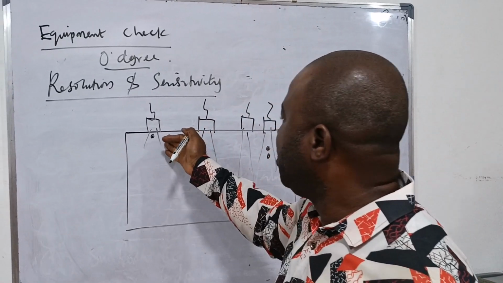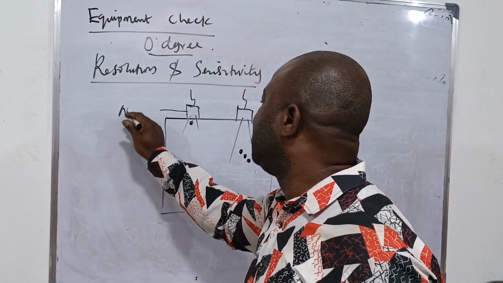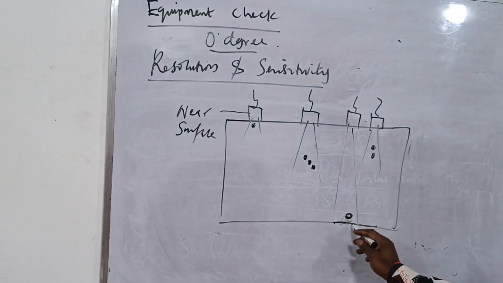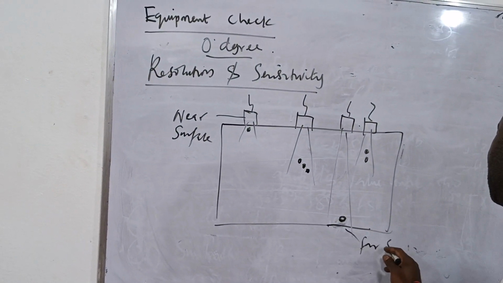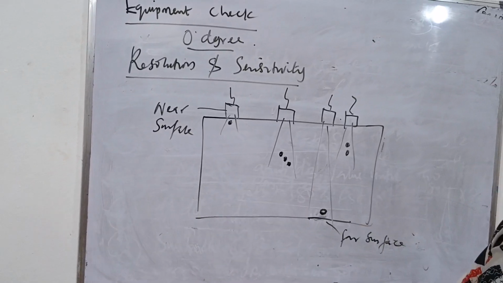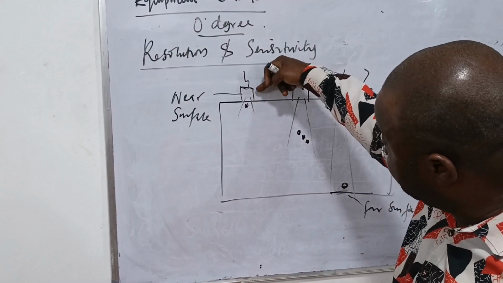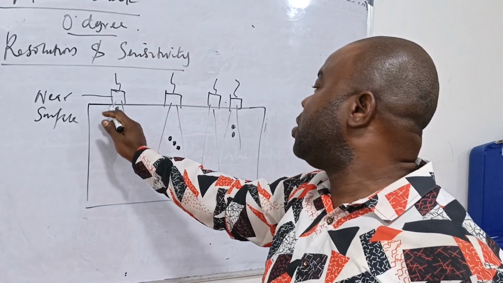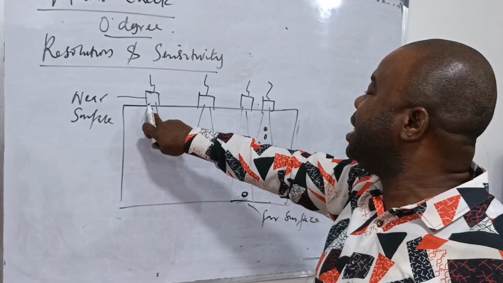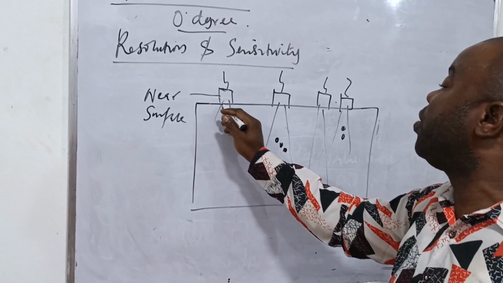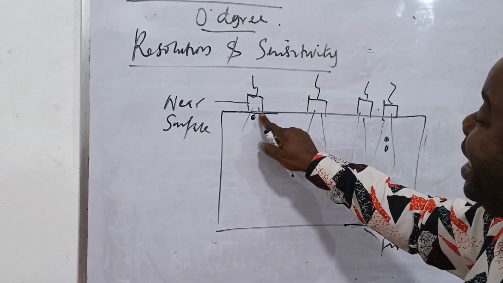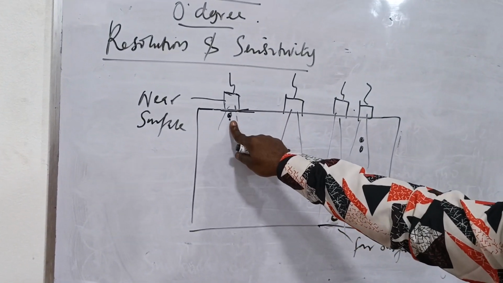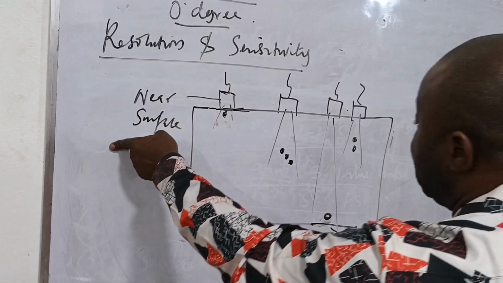This first one is what we call the near surface resolution. This other one is what we call the far surface resolution. Why do we call it near surface? It's close to the surface of the material where you have the probe. What does the resolution of this mean? If I have an indication or a defect that is very close to the surface of the probe, will the probe be able to clearly differentiate between that initial band and this indication that is here? That is near surface resolution.